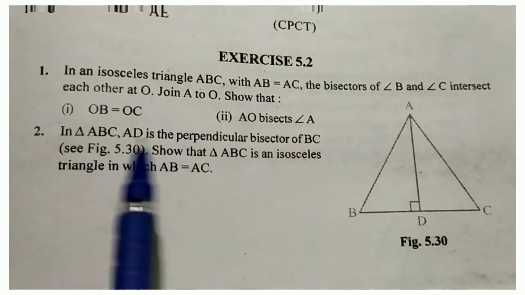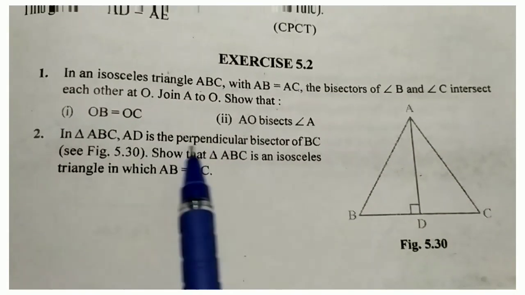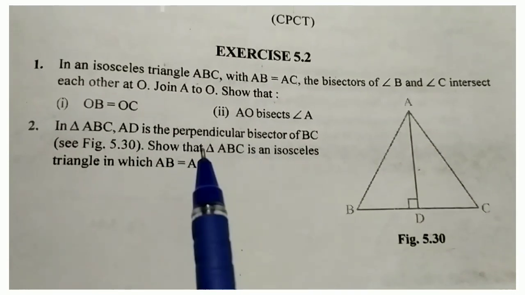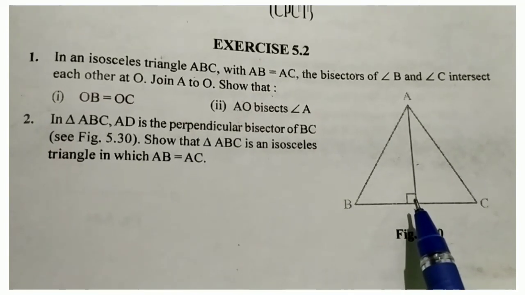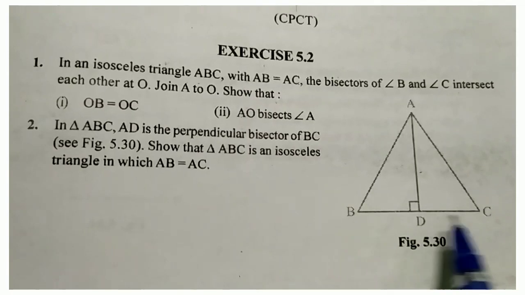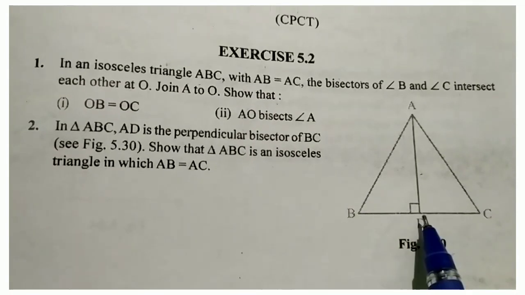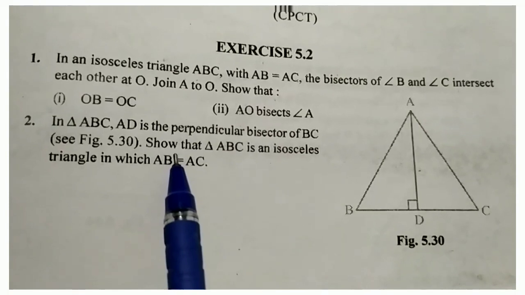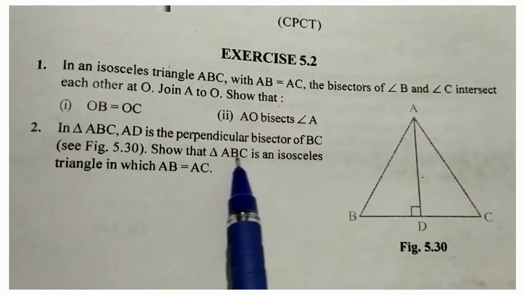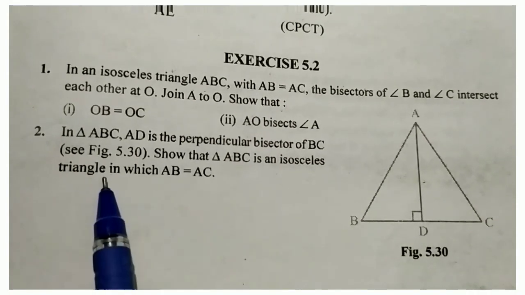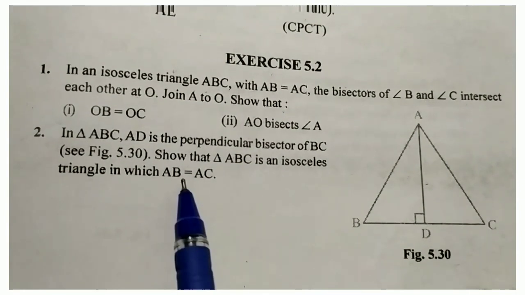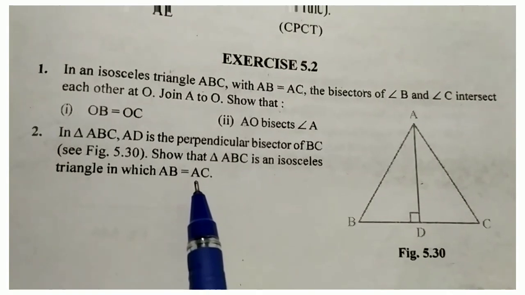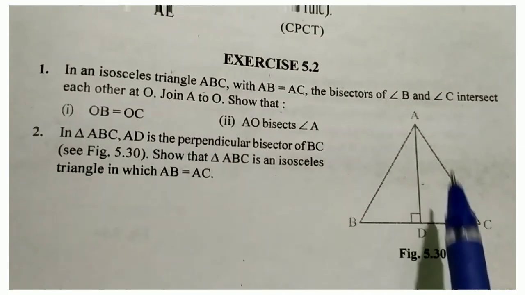Understood? Now second question. In triangle ABC, here they given AD is perpendicular bisector. See, it is not only perpendicular, it is bisector of BC. It means it is making 90 degrees and also bisecting BC, means BD is equal to DC. Show that triangle ABC is an isosceles triangle in which AB equal to AC. Isosceles means we have to get at least two sides equal.